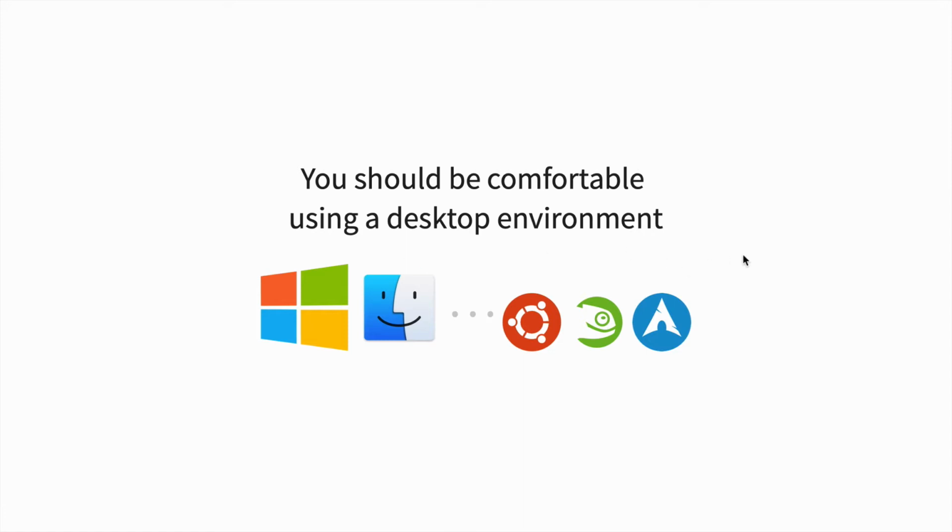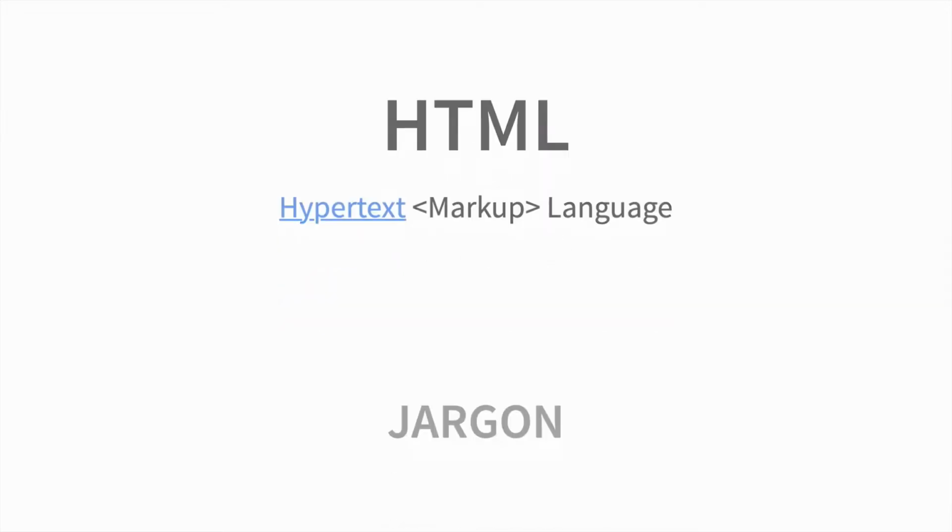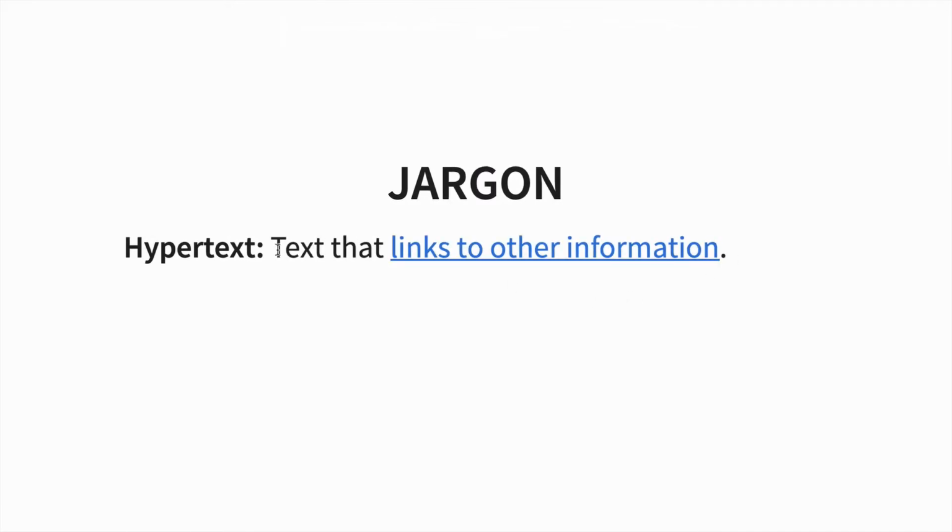So let's start as simply as possible when learning about the internet. Let's start with HTML, Hypertext Markup Language. It's a little bit of jargon. What does that jargon mean? What does hypertext mean? Hypertext is text that links to other information. You've probably seen underlined text. When you click on it, it goes somewhere else.